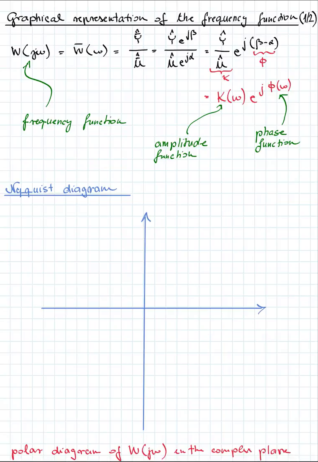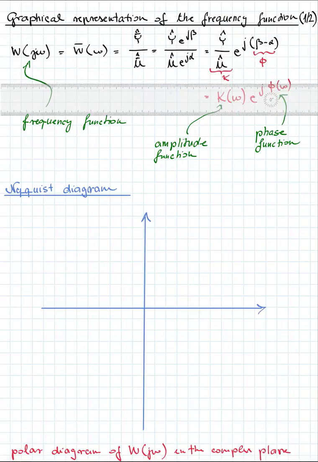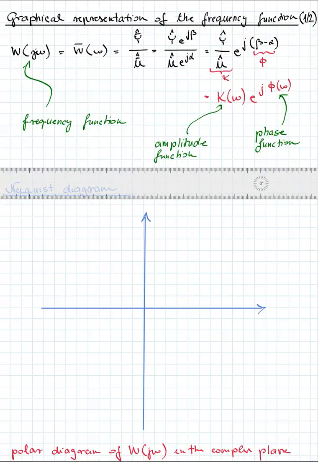There are two ways of the graphical representation of the above mentioned frequency function Wj omega. So just a very short recap at the very beginning here. Wj omega is called the frequency function, or the other notation is W bar and omega. But in the lectures I mainly use the first one, Wj omega.